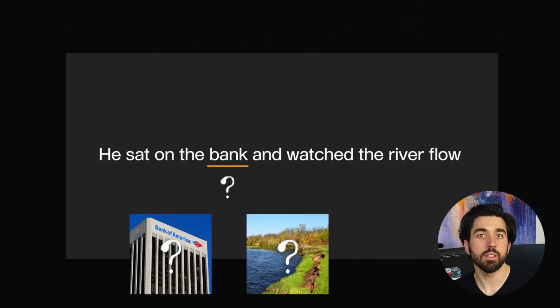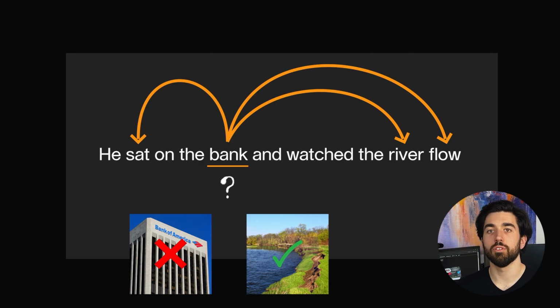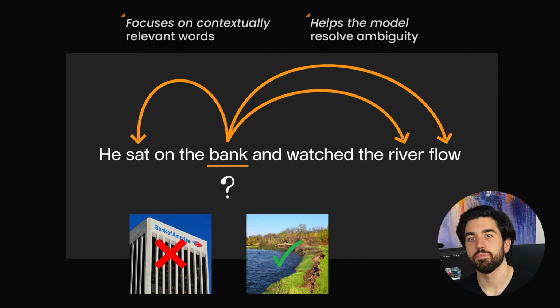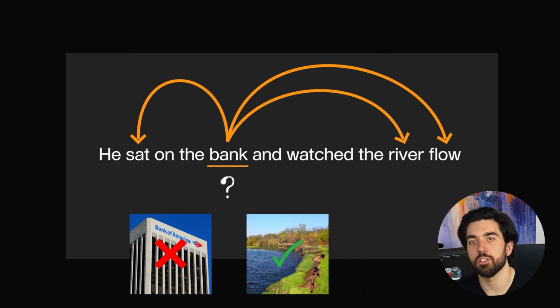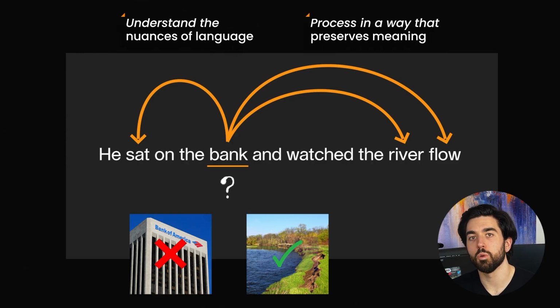In this case, tokens like river and flow naturally draw more weight, guiding the model to interpret bank as the river bank rather than a financial institution. This process, where every token's influence is dynamically evaluated, enables the model to focus on the most contextually relevant information and resolve ambiguity effectively. By capturing these contextual relationships and long-range dependencies, attention layers understand the nuances of language and process it in a way that preserves meaning across a sequence of tokens.